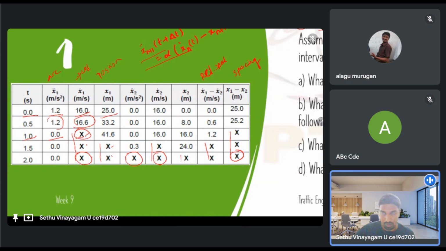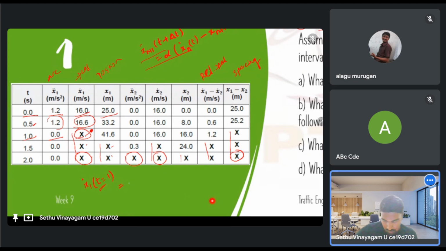Let me just give you one example. If you want to find the speed of the leader at time t equal to 1 second, that is this particular cell. How do you do that? The speed at time equal to 1 second is going to depend on whether the vehicle accelerated or not in the previous time step. What happened at t equal to 0.5 is going to influence the value at t equal to 1.